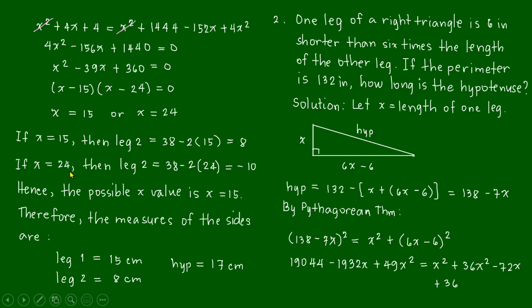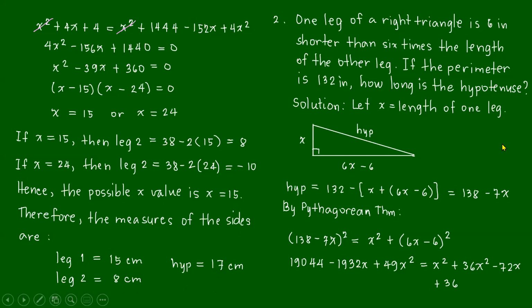What about if x equals 24? Leg 2 is equal to 38 minus 2x. That is leg 2 in the previous discussion, or in the previous slide that we had. 38 minus 2 times 24 is negative 10. Is it a possible value of the leg? No. So therefore, we don't accept 24 as the value of x. Hence, the possible x value is 15. Therefore, the measures of the sides are leg 1, 15 centimeters; leg 2, 8 centimeters; hypotenuse, 17 centimeters. Look at the hypotenuse, 2 centimeters longer than leg 1.